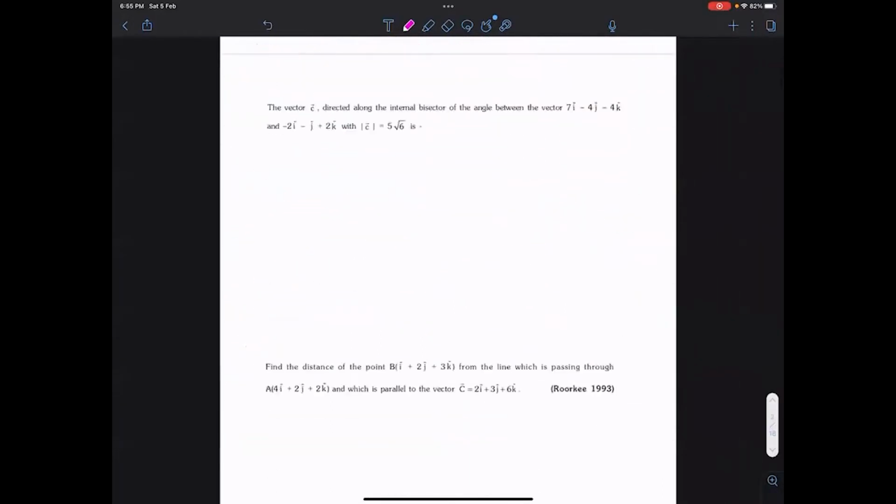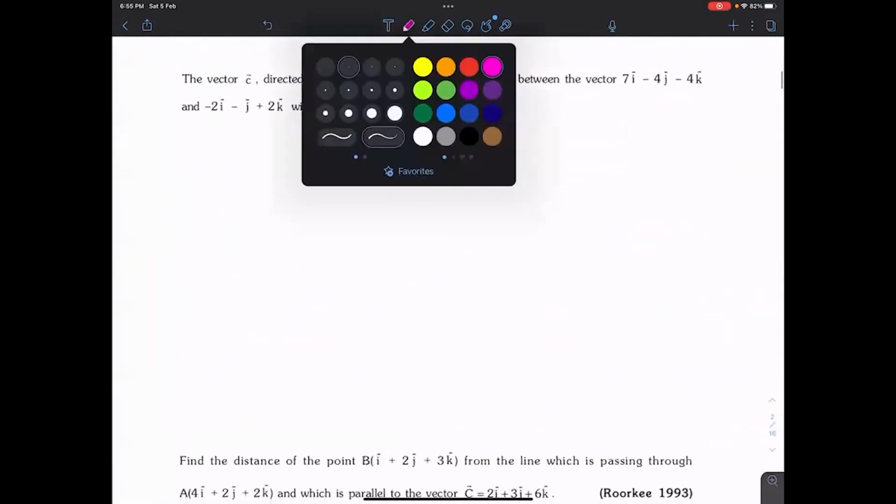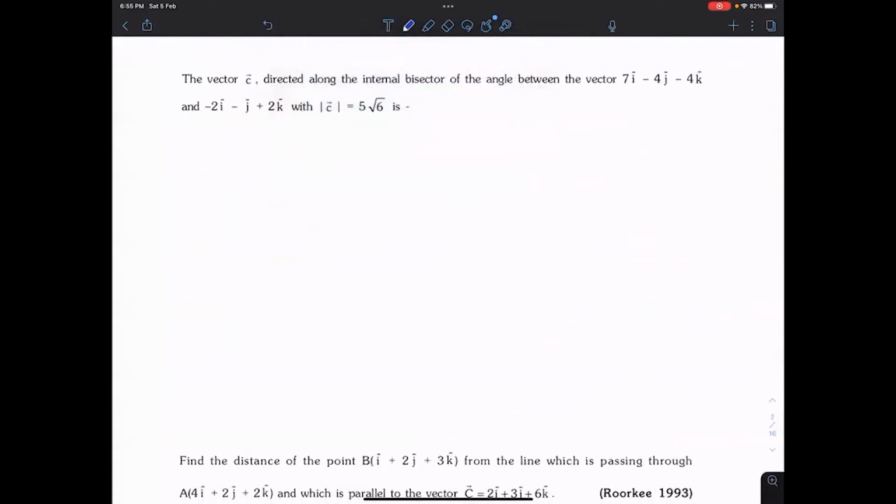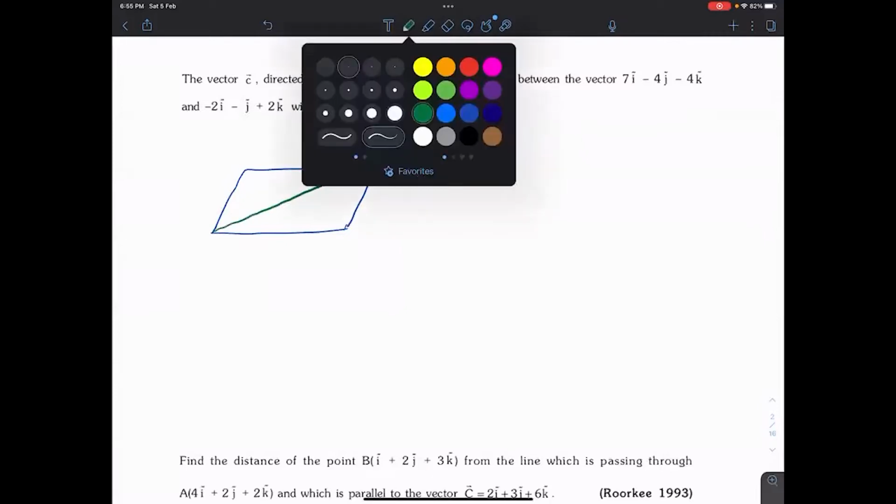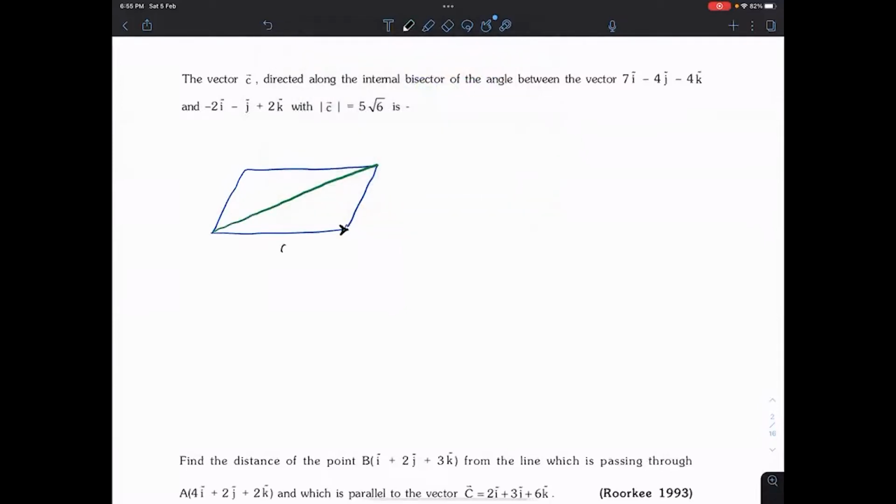Now coming to the next concept: internal angular bisector and external angular bisector. Quickly I want to give a thing. If I draw a parallelogram like this, then in this parallelogram, you will have two diagonals. One diagonal like this. So you all know what I mean. If this is A bar, a very common figure, and B bar, then the green color vector will be A bar plus B bar.